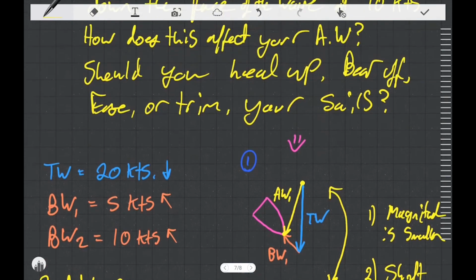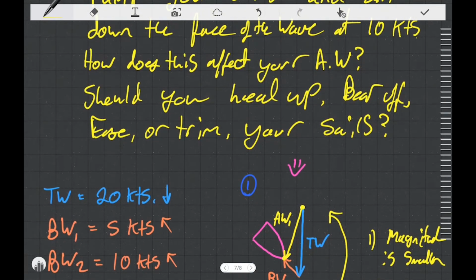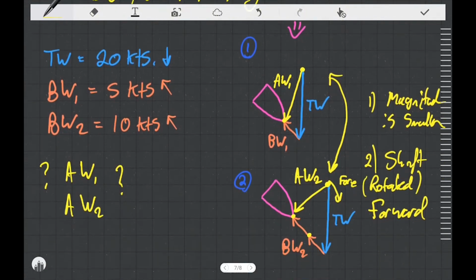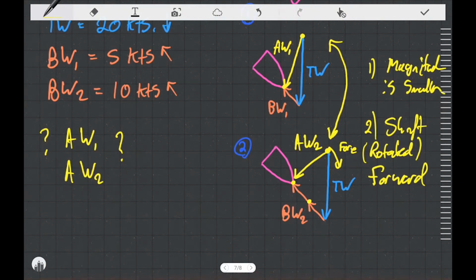Now, to answer the second part of the question, we actually have to do a little bit more thinking. Should you head up, bear off, ease, or trim your sails? So we have a couple of options here. So let's talk about our sail trim. So we're sailing downwind, and our apparent wind is coming from a certain direction this way. And all of a sudden, it shifts forwards. So we have a couple of options. We can let our sail out, we can pull our sail in, or we can leave our sail exactly where it is.